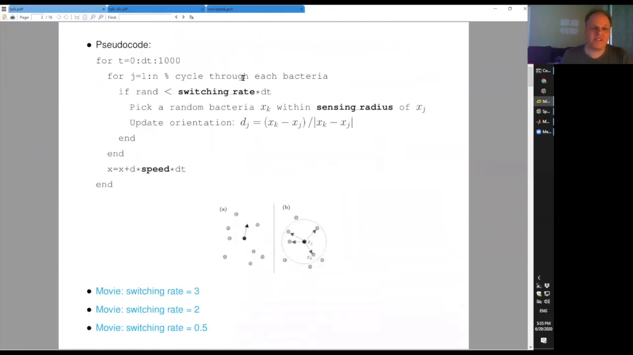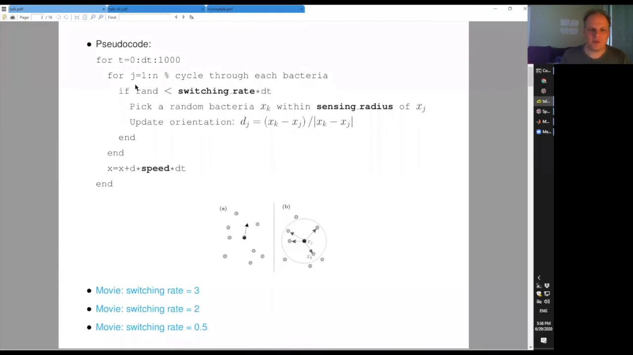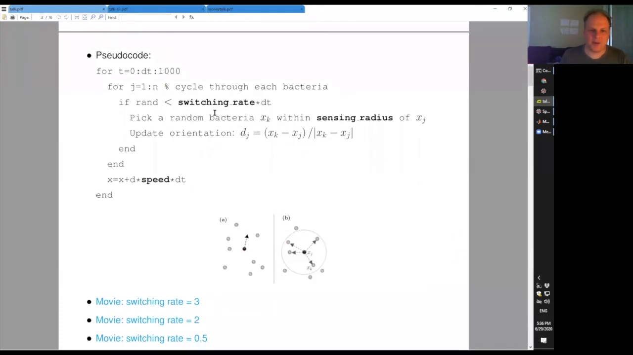Okay, so it's a very simple thing, right? And so here's a sort of pseudocode. Again, it's like half a screen of MATLAB code to implement this. Essentially, with some switching rate, whatever parameter you put, rand gives you a random number from 0 to 1, and delta dt is a timestep. So what you do is you pick, with some rate, a random bacterium within the sensing radius, and you reorient your direction towards that one.